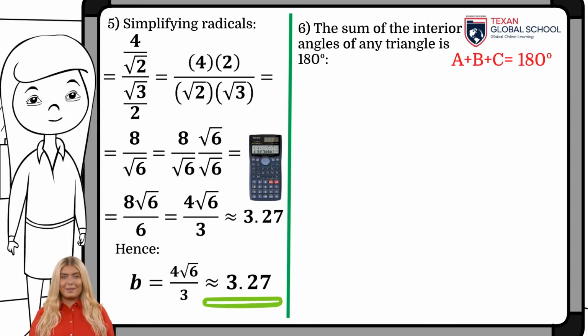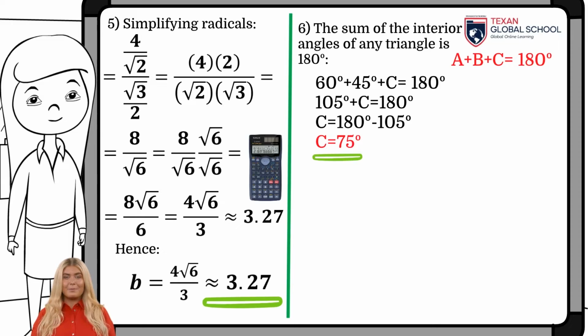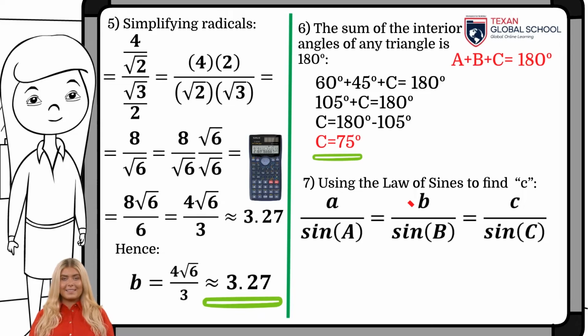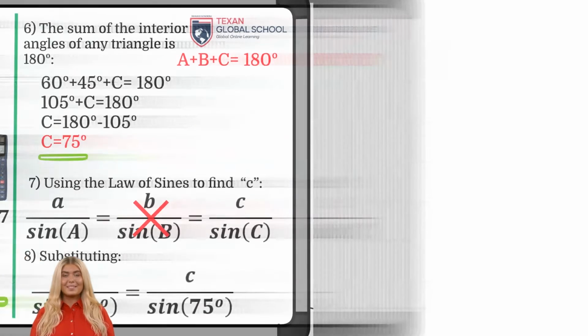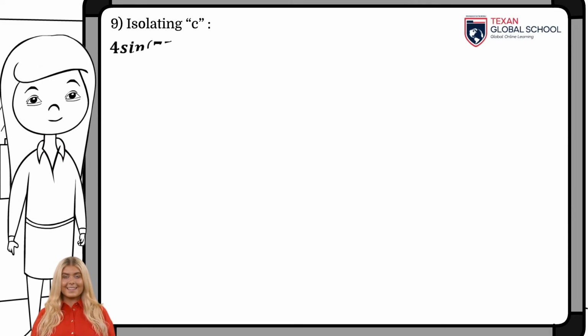Now, to find the other angle, let's remember that the sum of the interior angles of any triangle is 180 degrees. That is, A plus B plus C equals 180. When setting up the equation, we have 60 plus 45 plus C equals 180. By solving, it results that C equals 75 degrees. Finally, using the law of sines again, we can find the missing side, c. Hence, use the angle A of 60 degrees with its opposite side a of 4 units, and the angle C equals 75 degrees with its missing side c.